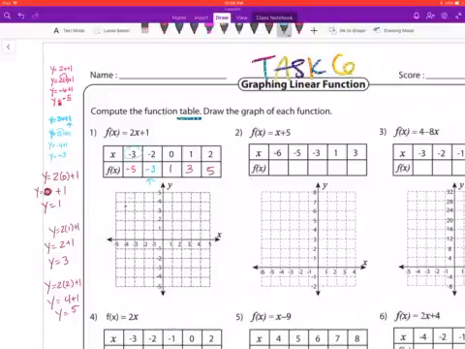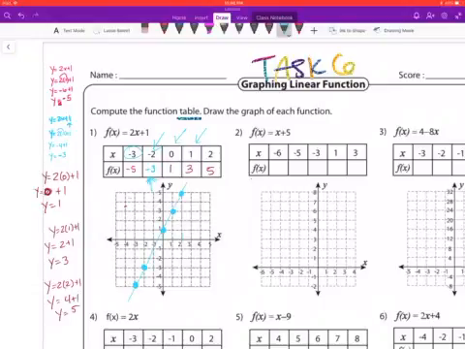When x is negative 3, y is negative 5. There's your first point. When x is negative 2, y is negative 3. Plotting points. When x is 0, y is 1. When x is 1, y is 3. Take your x to 2, up 5. And then you connect your points.